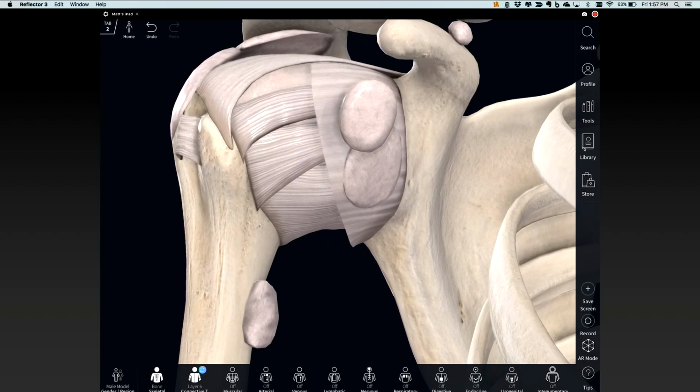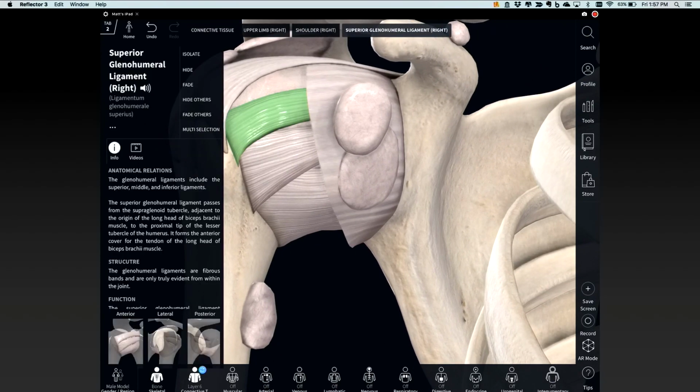Underneath the capsule, 3 different glenohumeral ligaments. Glenohumeral ligaments. Would those maybe connect the glenoid fossa or the glenoid cavity and the humerus? Glenohumeral ligaments? Probably, right? It's in the name. Interesting.